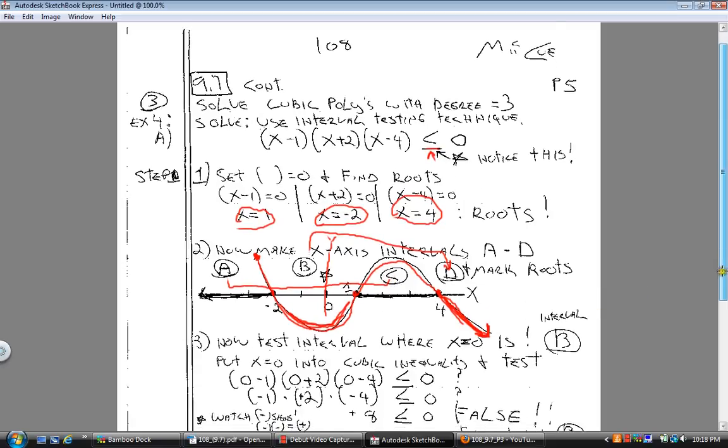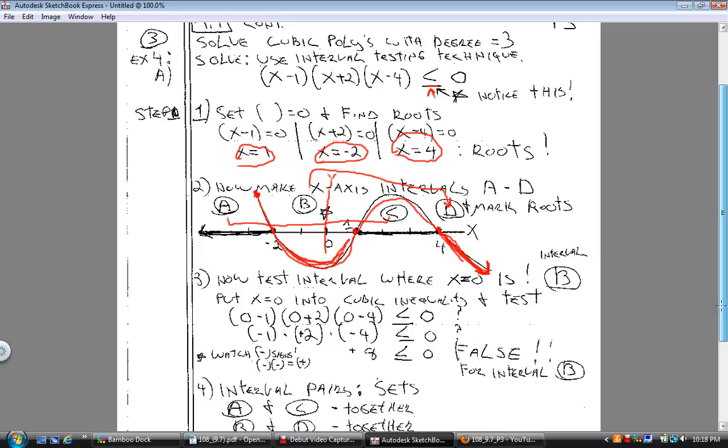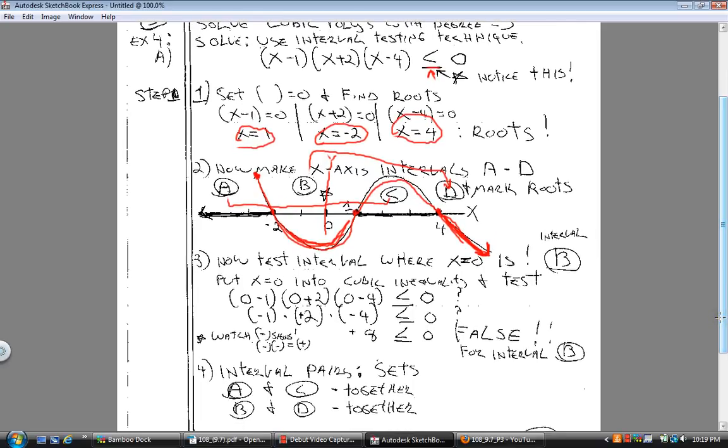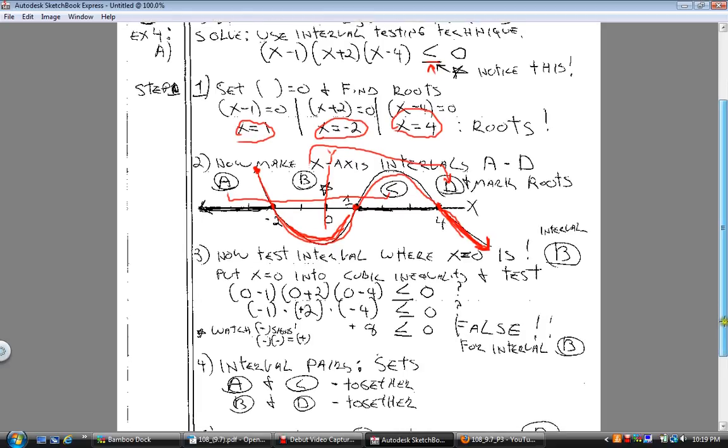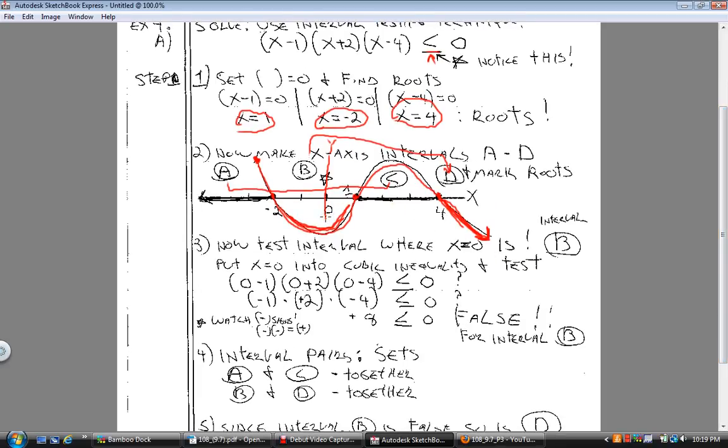Now the book goes through a long operation of testing every interval, and when I studied this, I came to a conclusion that all you really have to do is find where x equals 0 and stick that into the 3 binomials given to you, the parentheses, and find out whether that's a true statement or not. Just watch that a negative times a positive times a negative produces a +8, and you ask yourself, is that less than or equal to 0? You find out that it's a false statement. Now we are testing for interval B, because when x equals 0, it's in the B zone, which is down below.